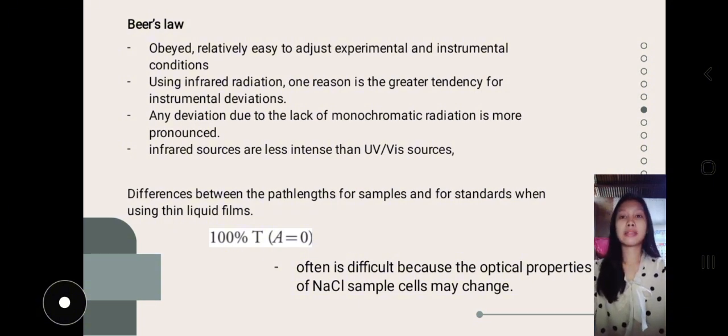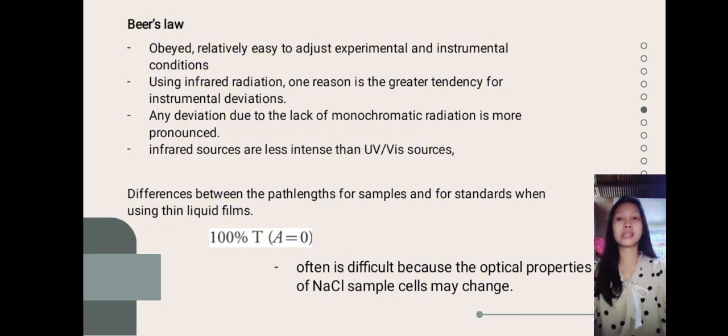There is also a difference between the path lengths for samples and for standards when using thin liquid films. Finally, establishing 100% transmittance, or zero absorbance baseline, is difficult because it varies significantly with wavelength due to contamination and degradation, since the optical properties of sodium chloride sample cells may change.